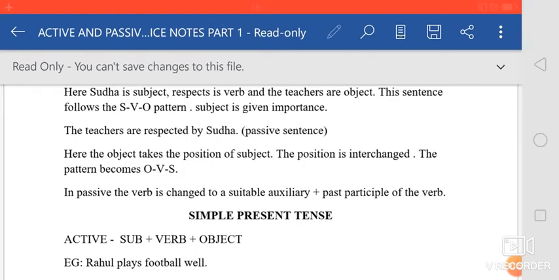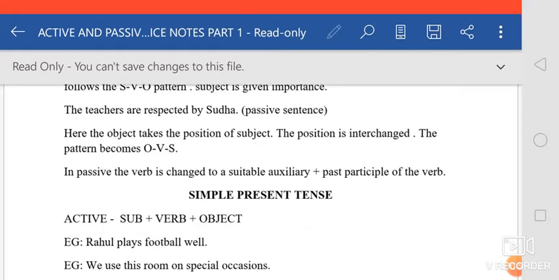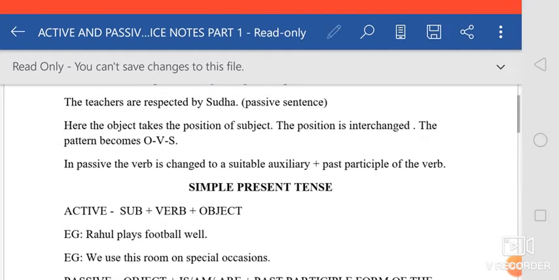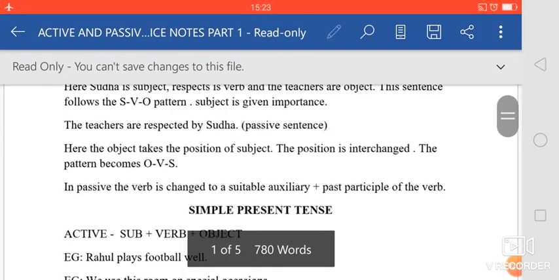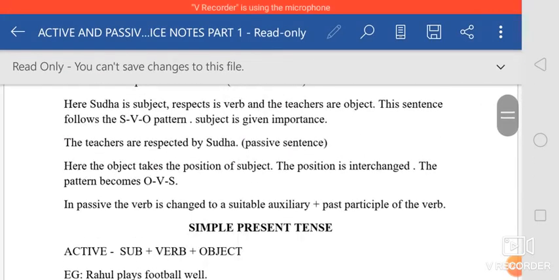Now see the passive form of that same sentence. The teacher is respected by Sudha. Here the entire pattern has been changed, and here we can see that the pattern has become OVS. The object came first, then the verb came, and then the subject. Okay, so we have to understand that in active the pattern is SVO and in passive the pattern is OVS.